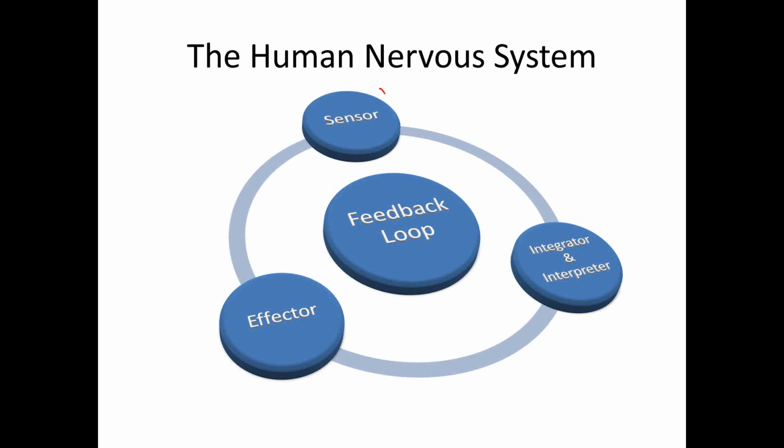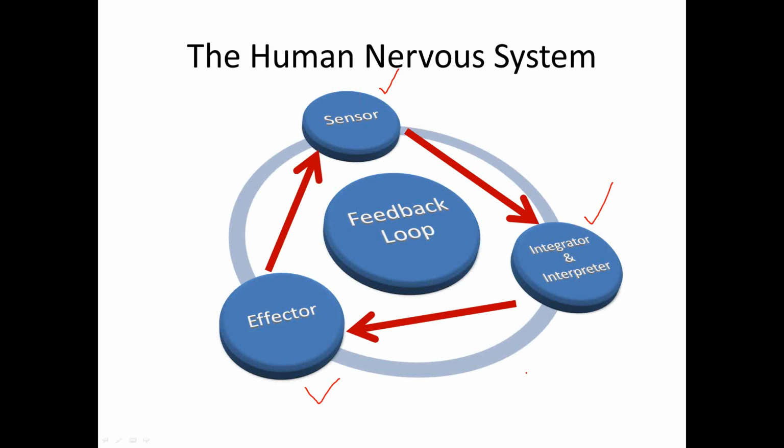So each loop contained a sensor, an integrator, an interpreter, and an effector. Now the human nervous system takes an important role in these loops. It is one of the body's key communication systems, and it is communication between these different components that allows for the body processes to proceed. The other communication system we will talk about tomorrow, and that is the chemical communication system, the endocrine system.